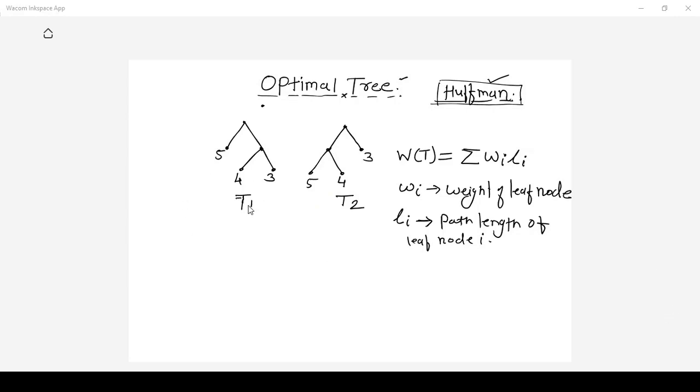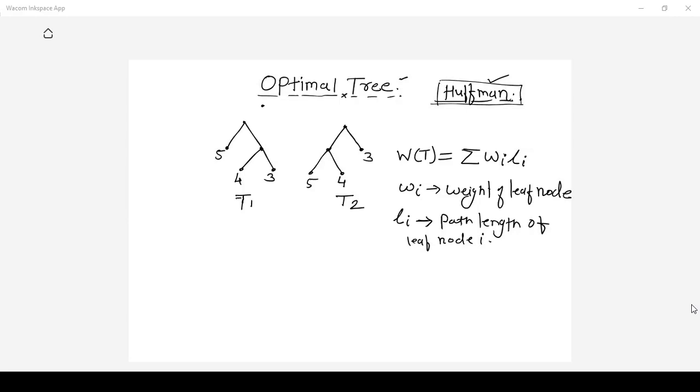So first of all, let us find out the weight of each tree T1 and T2. To find out the weight of a tree, the formula is W of T is equal to summation of Wi into Li, where Wi is the weight of a leaf node and Li is the path length of leaf node i. So what is path length? That is covered in the previous lecture. The link for the same is given in the description box. Path length is the number of edges between the root node and the leaf node i.